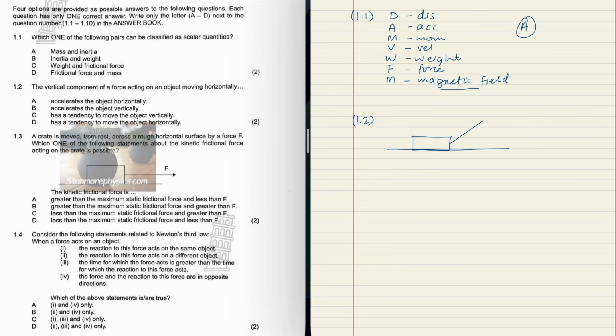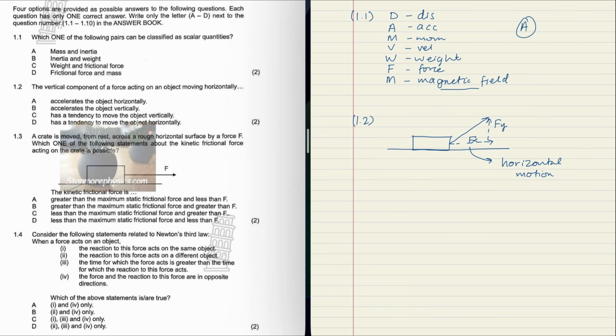Suppose we have a force applied like this. Now, that force is going to have two components. It's going to have a horizontal component, so let's call that Fx, and it's going to have a vertical component, let's call that Fy. The horizontal component is going to be responsible for moving the object on the table, so horizontal motion. So A accelerates the object horizontally. That's not going to be the case because the vertical component is not going to move it horizontally.